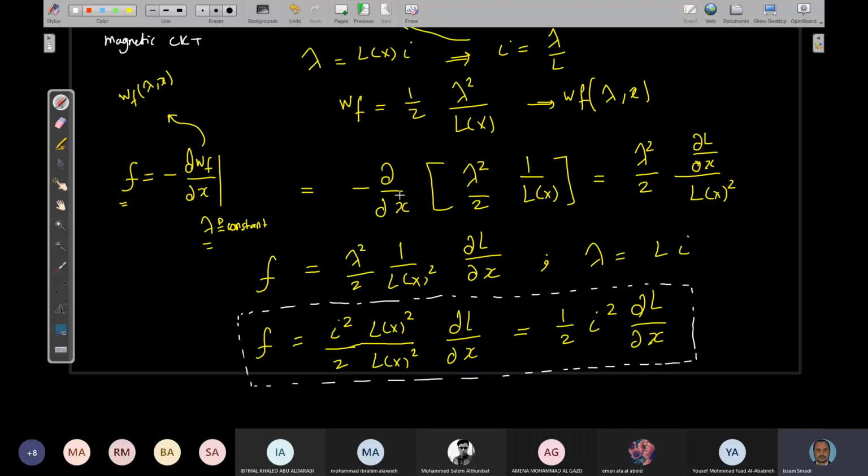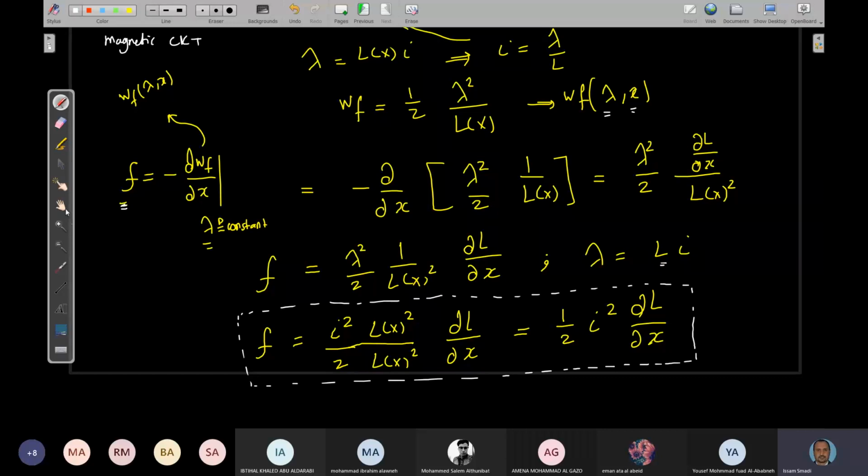How many steps did I need here to calculate the force? The first thing, I need to rearrange the field energy such that it's written as a function of lambda and x. After that, I will evaluate the partial derivative. Then I will substitute lambda in terms of the current in order to have the force as a function of the machine variables, which are the current and the displacement.